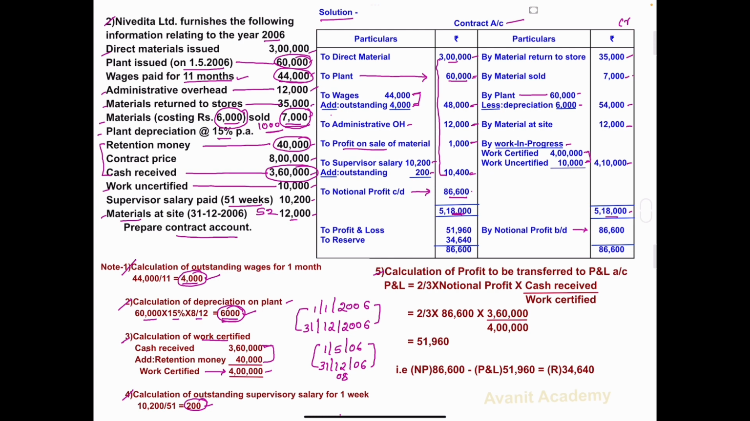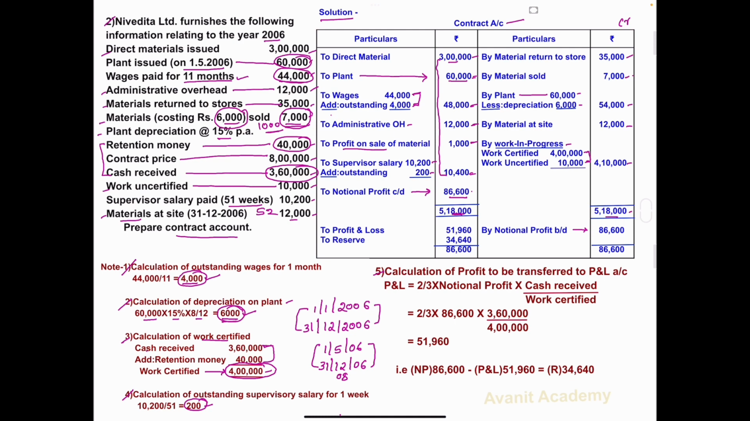Okay. So for that, what we have to do? We have to see the contract price and work certified amount. Contract price is how much? 8 lakh, and the work certified amount is 4 lakh. See the note number 3. We have calculated, no? That one. So the first condition is if the work completed is less than 1/4, then no amount is transferred to profit and loss account. So this one will not apply to this problem number 2.